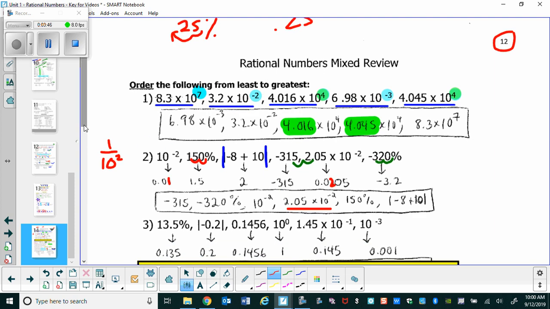All right. Now for number 3. Once again, my goal is going to be to get them all in standard form, and I'm going to try to not have any percents involved. So I'm going to take this one and move it back twice, and I've got 0.135. How far away is -0.2 from 0? 0.2 spaces. This is already a decimal, so I'm just going to leave it 0.1456.